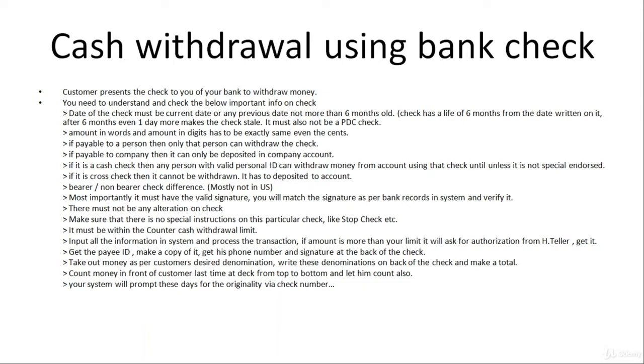The second thing you will check is the amount in words written on the check and the amount in digits. Suppose the amount in digits is 6,250 cents, then the amount in words has to be 6,250 cents only. Both of these things should match. The amount in words should match exactly with the amount in digits written on the check. There must not be a difference.